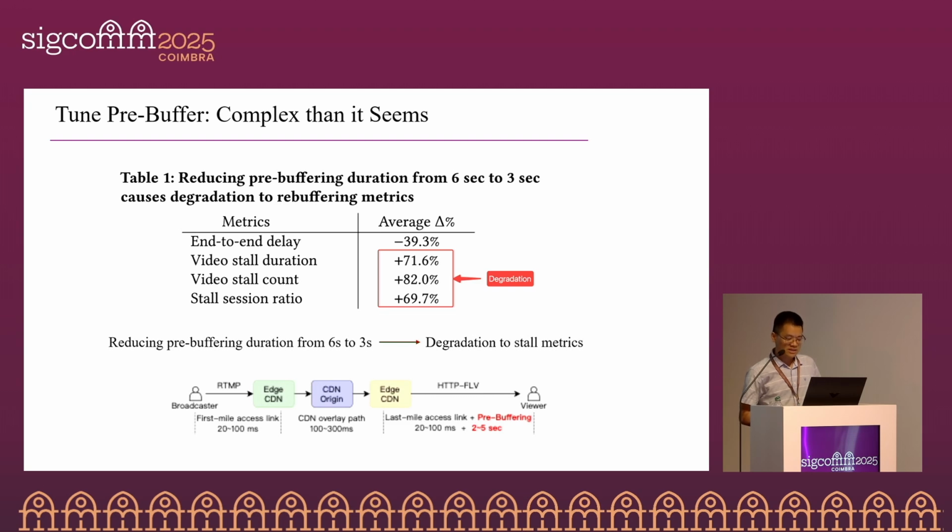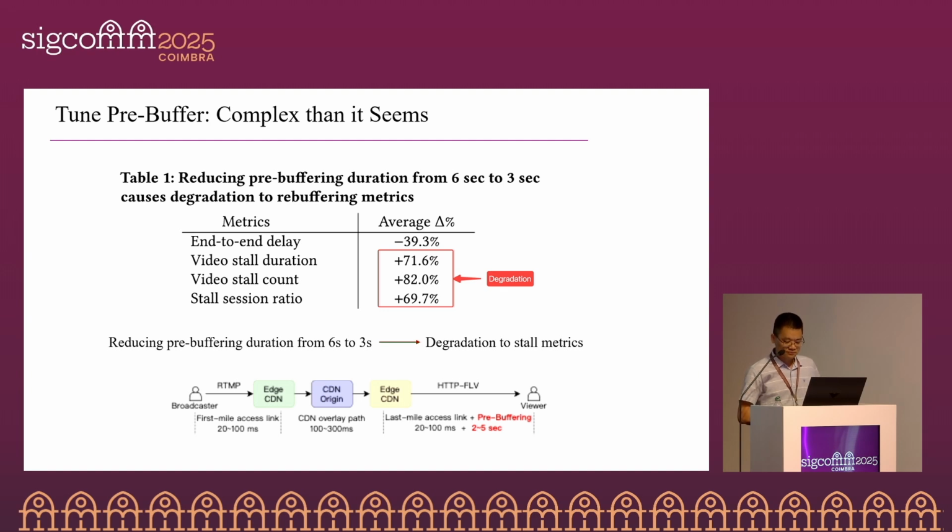A simple way to reduce latency is just to lower the pre-buffering duration. However, this approach can lead to more stalls. For example, in an A/B test, reducing pre-buffering from 6 seconds to 3 seconds lowered the latency by about 40%. However, it also causes a serious degradation. For example, the video stall count is degraded by 82%. Although we optimized FOV to solve the stall problems, further improvements become increasingly difficult due to its TCP-based limitations.